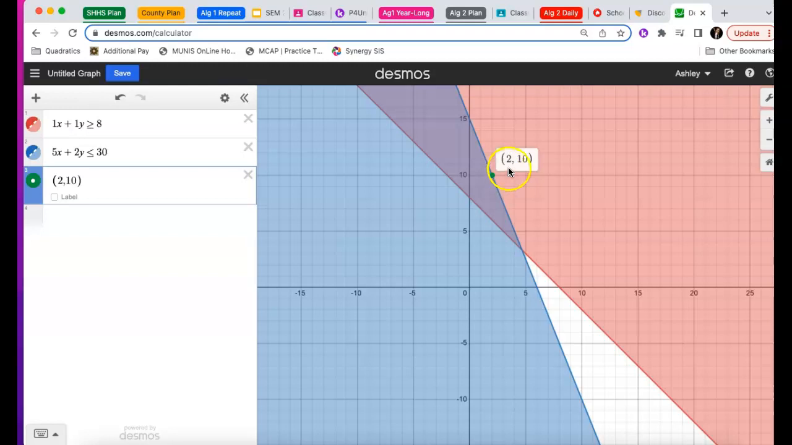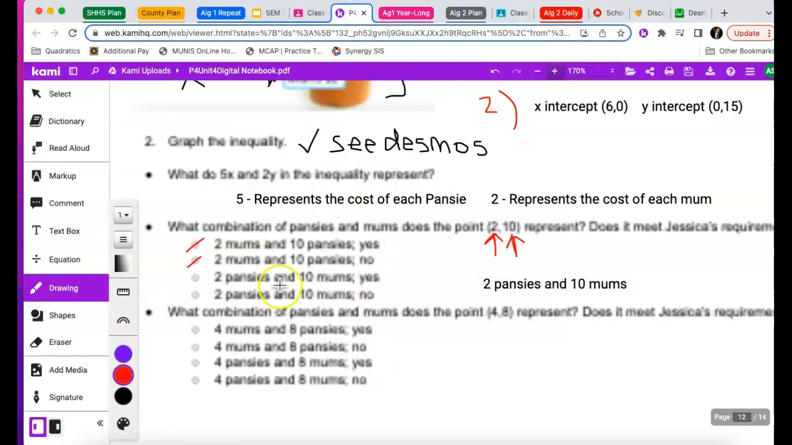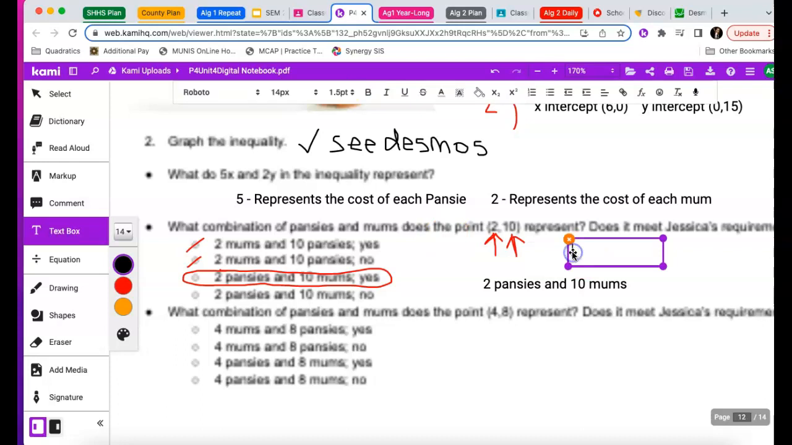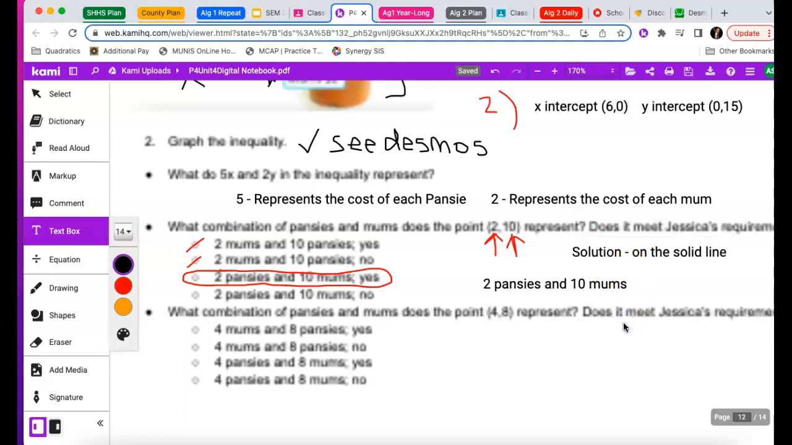So she can buy 2 pansies and 10 mums, which means she's buying at least 8 plants. So she's buying a total of 12, and she's spending no more than $30. So the answer would be C, because yes, it is a solution. It's on the boundary line. So it is a solution if it's on the solid line.